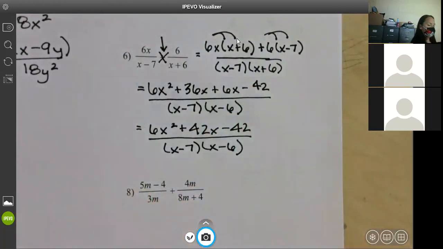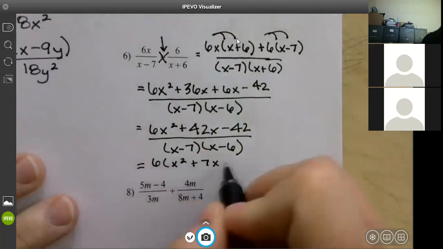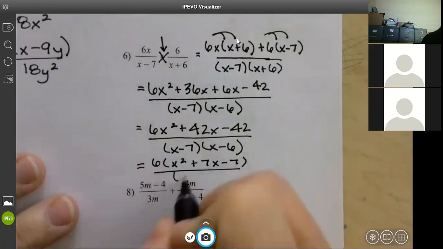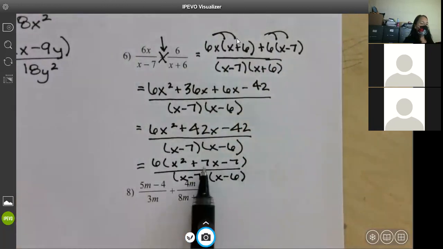What should I do now? Take out 6. Somebody says slide and divide, but that's too much work. There's a GCF. Yeah, 6. So whoever said that, great job. So take out a 6, x squared plus 7x minus 7. Do I have any factors of negative 7 that'll add to 7? Anybody? Factors of negative 7 that'll add to 7? So that we can use cheater method? No, I don't have any of those. So this is as good as it gets.